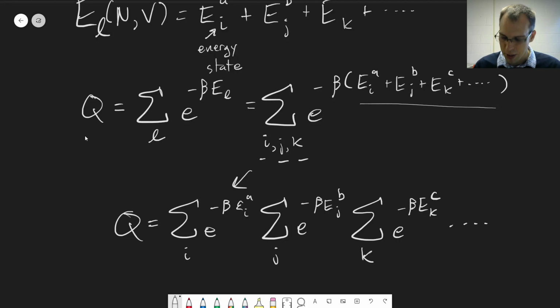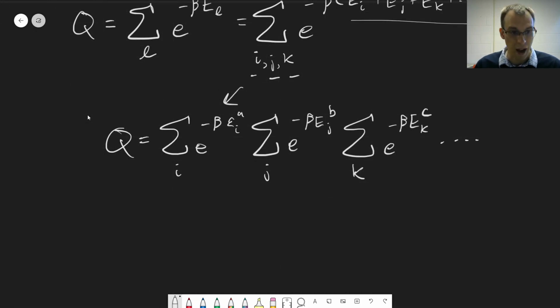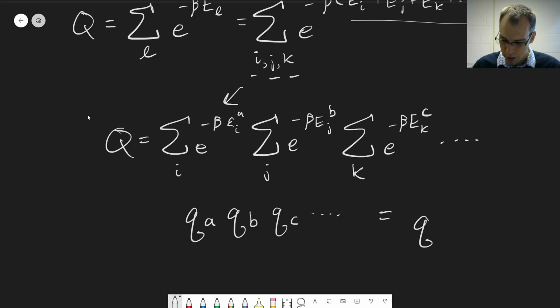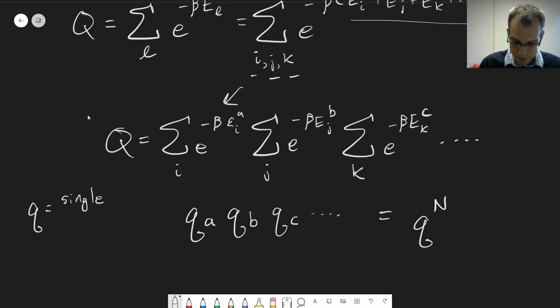And we can keep doing that, but the nice thing is if all these particles are the same, we just get copies of the same partition function. The partition function for particle A, B, C, they're just going to keep multiplying, and that will just lead us to q raised to the n. We'll just have n copies of our individual molecule partition function. Right, so the little q here equals a single molecule partition function.